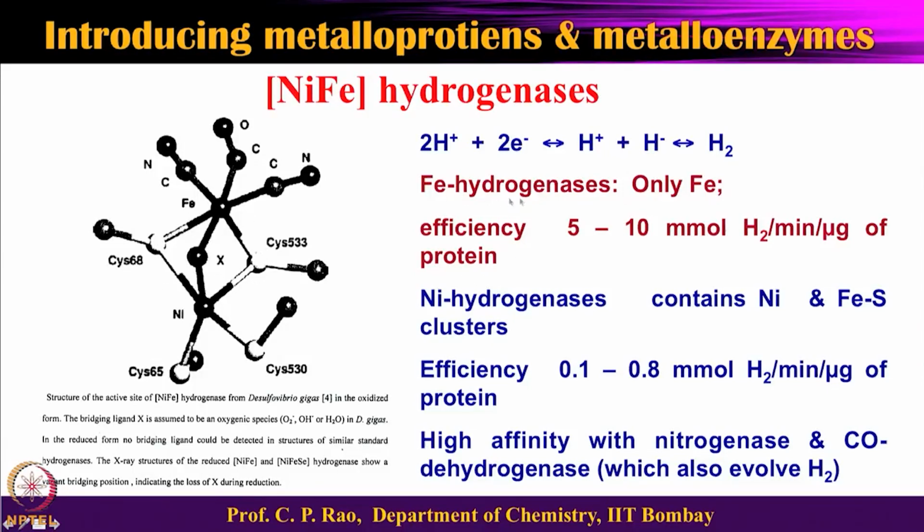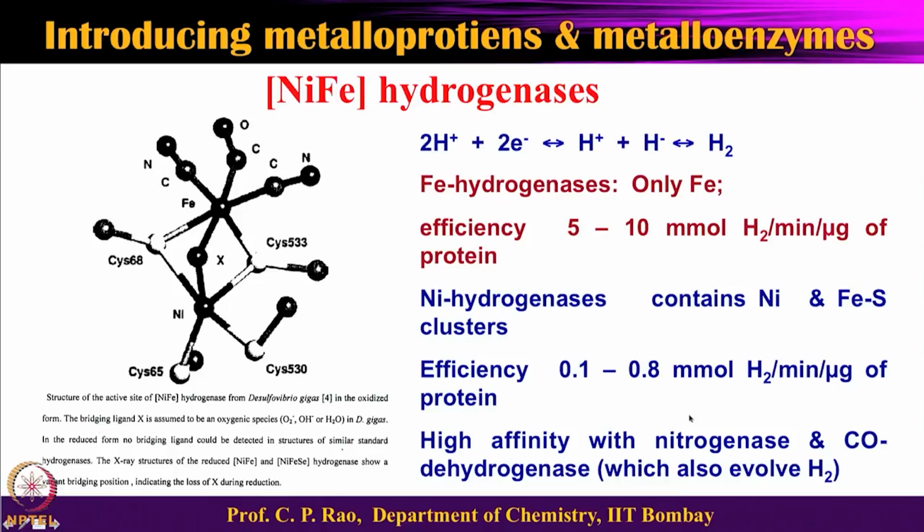So, these hydrogenases, the iron containing hydrogenases, have a very high efficiency. They can generate 5 to 10 millimolar of hydrogen per minute per microgram of the protein, whereas nickel containing hydrogenases are somewhat lower in efficiency and give 0.1 to 0.8 millimolar hydrogen per minute per microgram, when you are looking at the H plus going to H2 reaction.